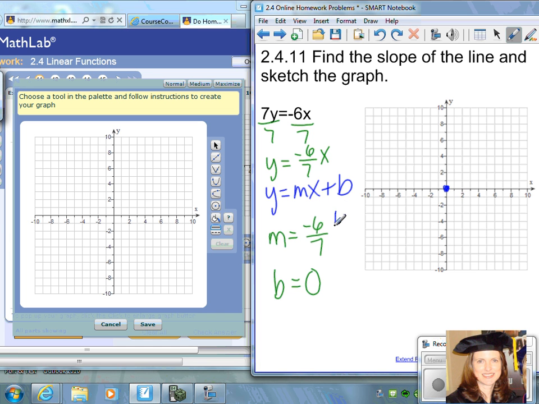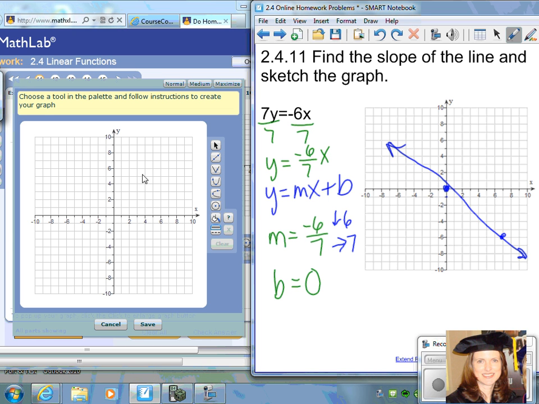So that means we're going to move down 6 units and then to the right 7 units to find another point. So count with me, 1, 2, 3, 4, 5, 6 units down, and 1, 2, 3, 4, 5, 6, 7 units to the right. Then use a nice ruler and graph a line through those 2 points.